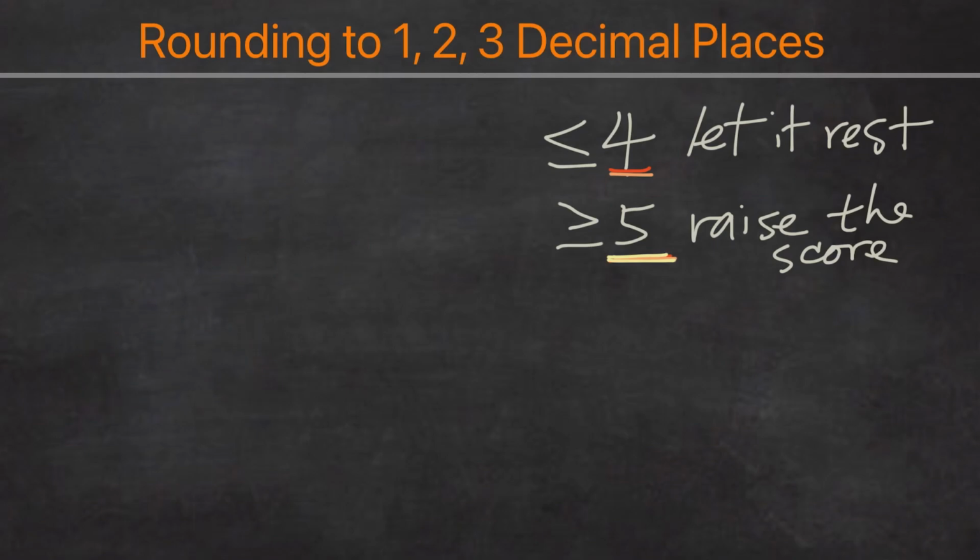So by now you should be clear on how rounding to one decimal place works. Basically, one decimal place equals the 10th value. Now we're going to work on two decimal places. So here is an example.